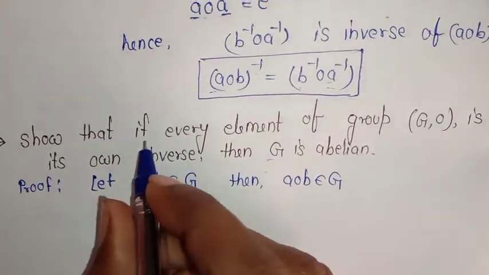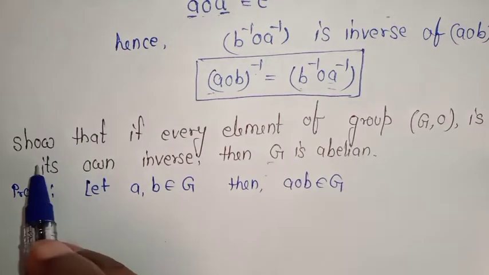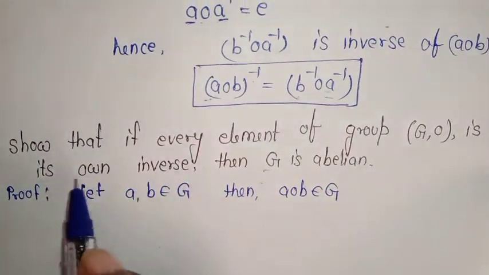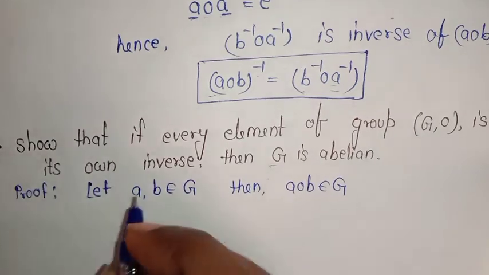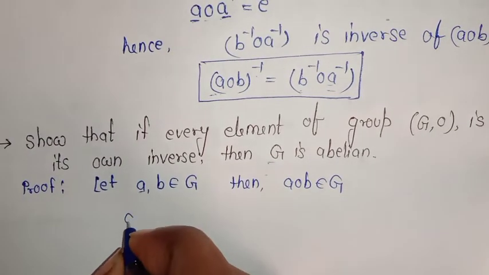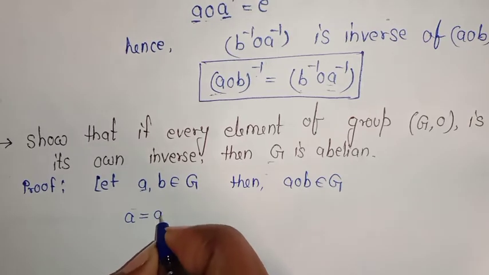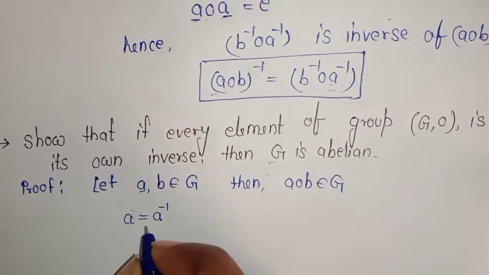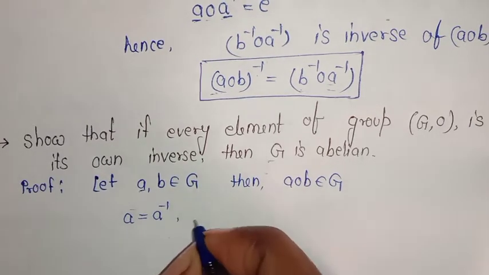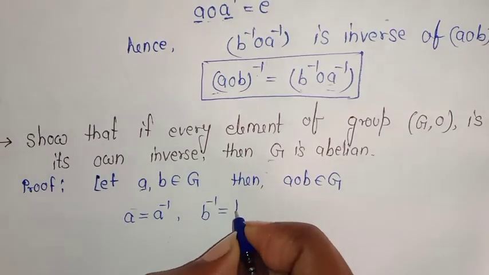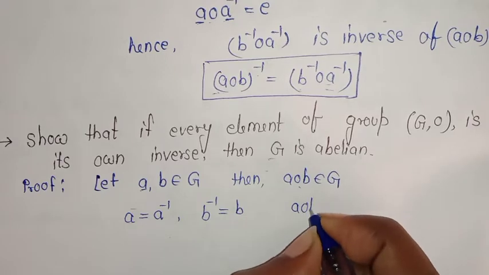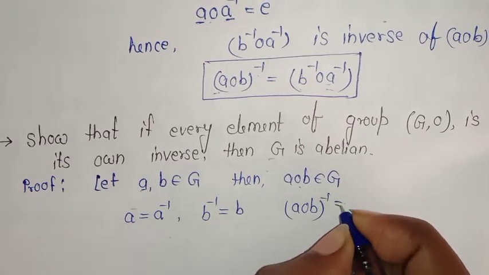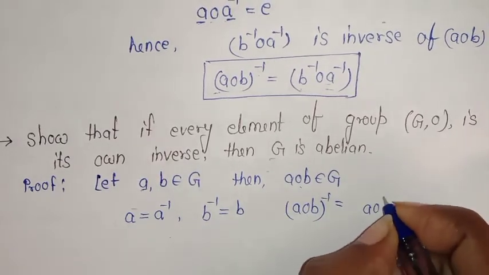Now, since the statement is given that in this group, every element is its own inverse, that is, each element is self-inverse. So, if we are taking A, then A will be equal to A inverse. That is, its inverse must be equal to the element, and B inverse must be equal to B. In the same way, if A operation B belongs to G, then its inverse must be equal to the same element, that is A operation B.